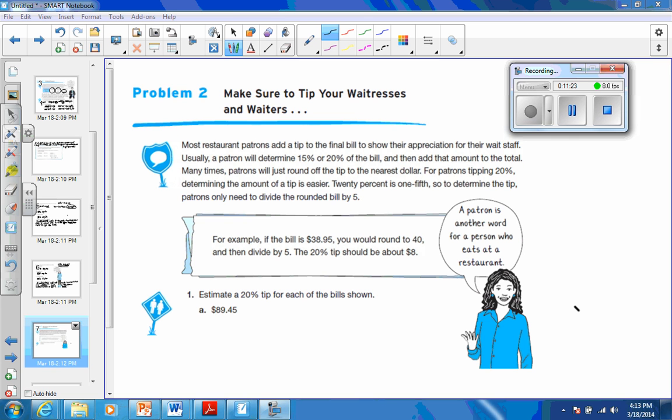20% is 1/5, so to determine the tip, patrons only need to divide the rounded bill by 5. For example, if the bill is $38.95, you would round to 40, then divide by 5. The 20% tip should be about $8.